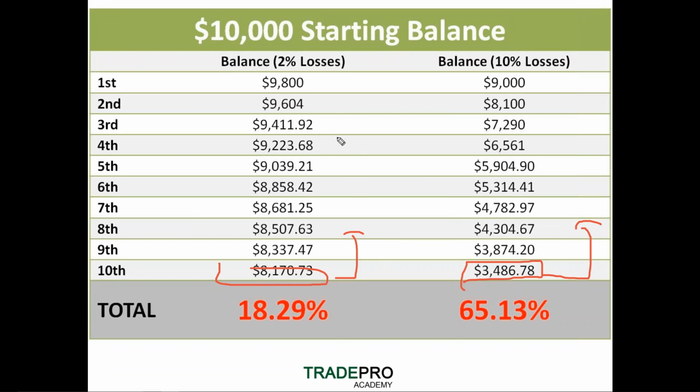All right, this is why I want to ask you, how many trades does it take to lose 50% of your account at 2%? It's not actually 25, because you lose less and less because there's less of a balance. All right, that's how the math works.